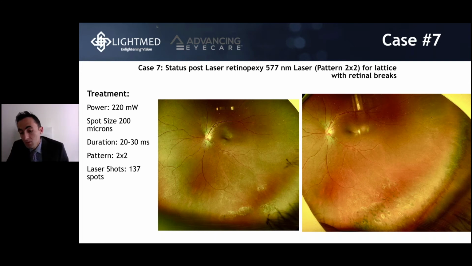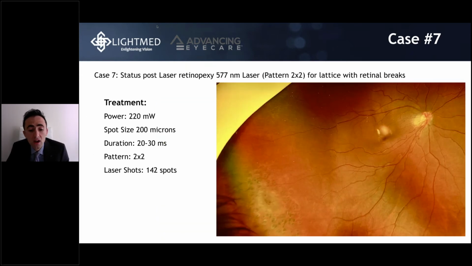So I recommend to do laser retinopexy, which means that you apply a barricade of laser around the areas of thinning and around the areas of the micro breaks. For this patient, I utilized a 577 nanometer laser, and I did the pattern 2x2 with a power of 220 milliwatt with a spot size of 200 microns and duration of 20 to 30 milliseconds. And we applied 137 spots. She tolerated the treatment beautifully, and you can see on the right the pictures of the laser scars after treating this area of lattice. And this is actually her other eye. You can see also the micro breaks surrounded by the laser retinopexy that was applied using the yellow wavelengths.